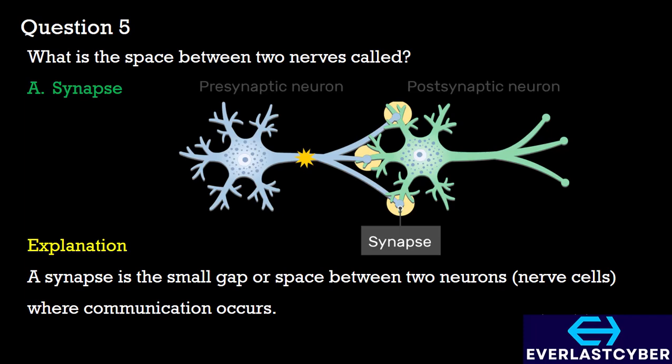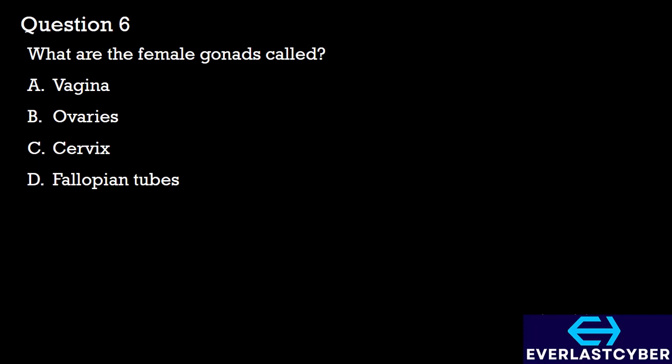Neurotransmitters are released from one neuron and travel across this synaptic gap to the next neuron, thereby allowing for transmission of nerve impulses. So the space that we see between two neurons is called a synapse. Question 6. What are the female gonads called? A. Vagina. B. Ovaries. C. Cervix. D. Fallopian tubes.